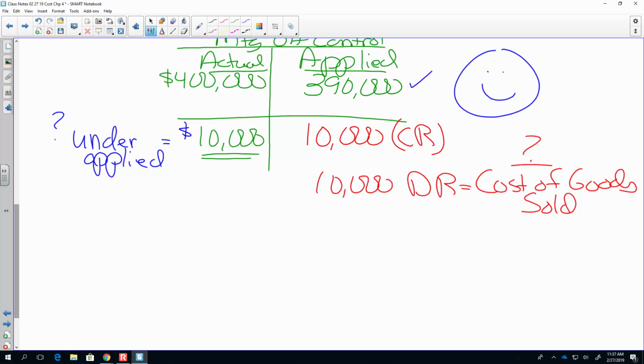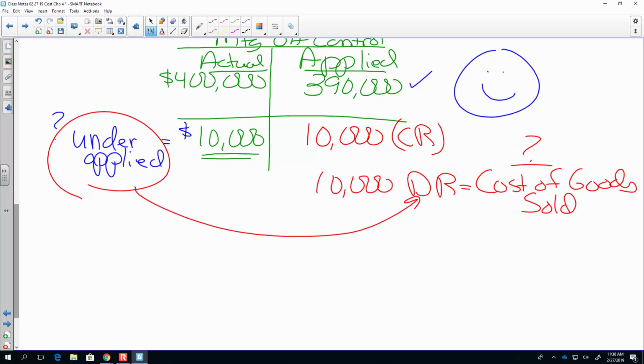So you will be asked, if I need to make a closing entry to reconcile this difference, if it's under applied, what does that do to my cost of goods sold? If I debit the account, what is cost of goods sold doing? Going up or down? Polly said up. Good job, thank you. Yes, it's going to go up as a debit. It's an expense, right? Cost of goods sold is an expense type. Expenses are debited, they go up.